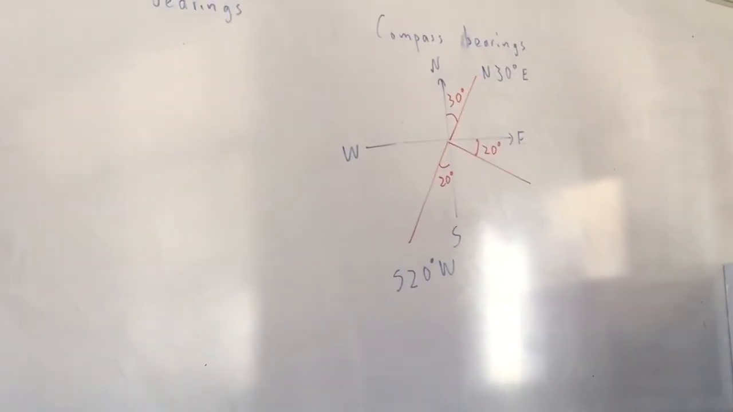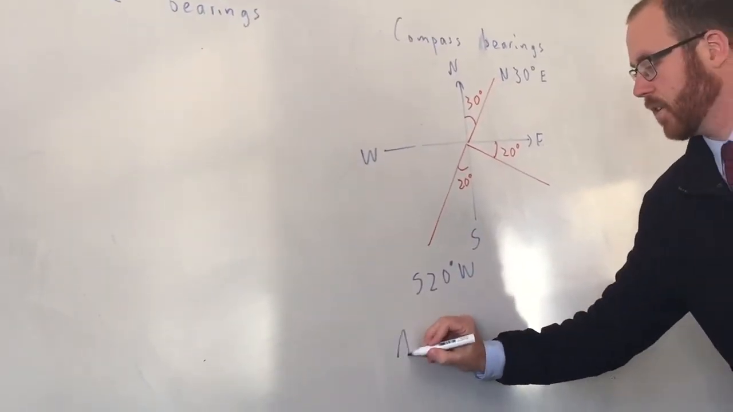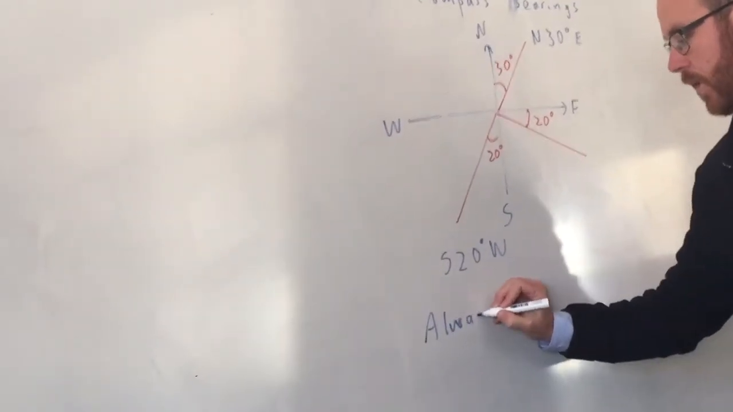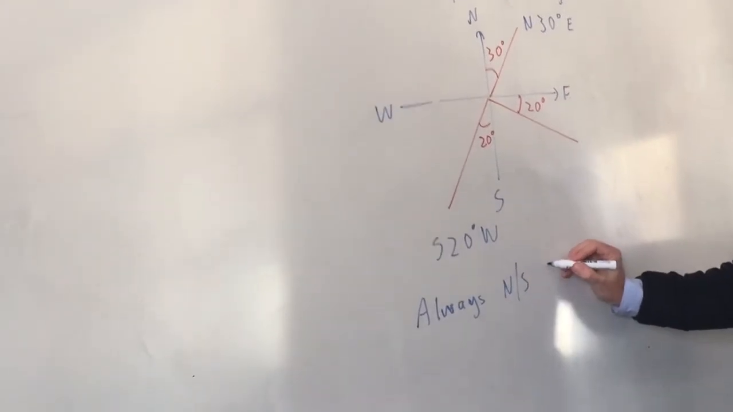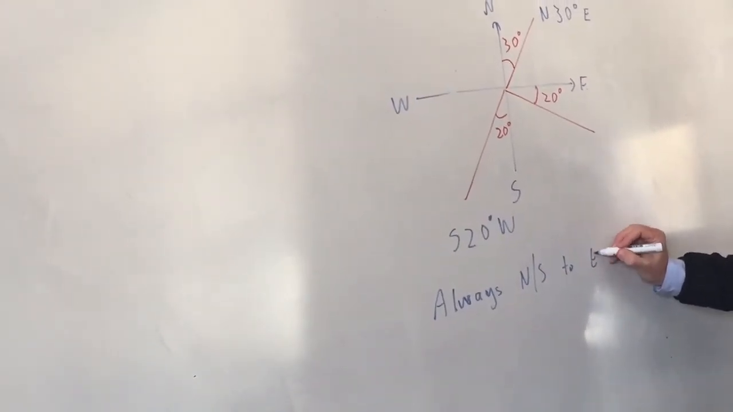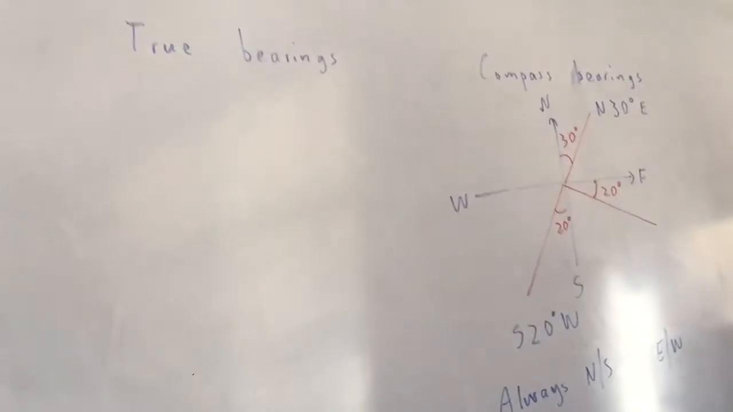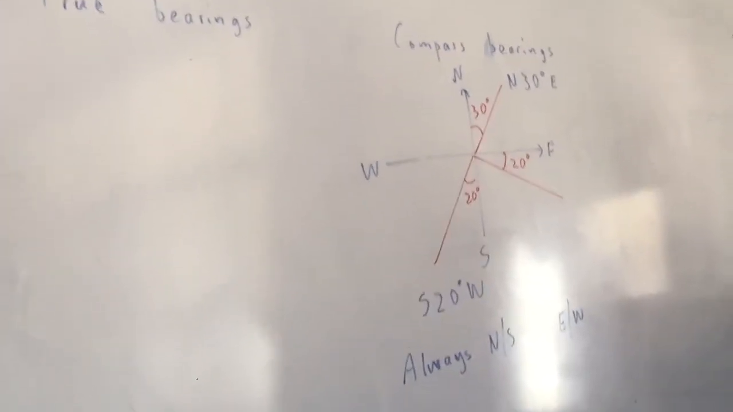Can you write that on the board? Okay. So it's always north or south, to east or west. You always start with north or south, and you talk about the angle towards the east or the west.